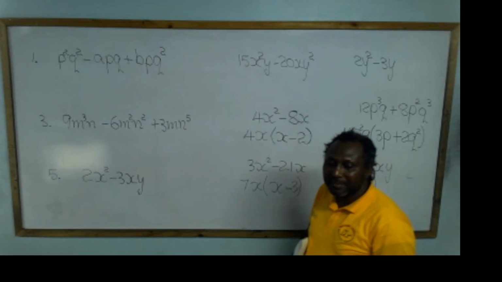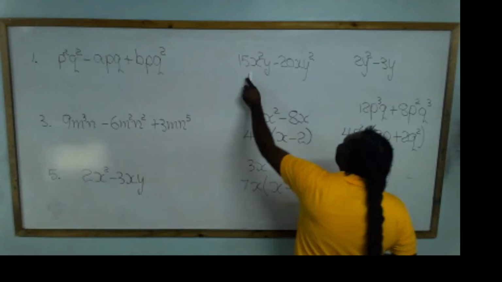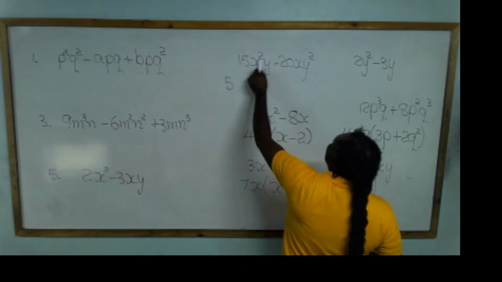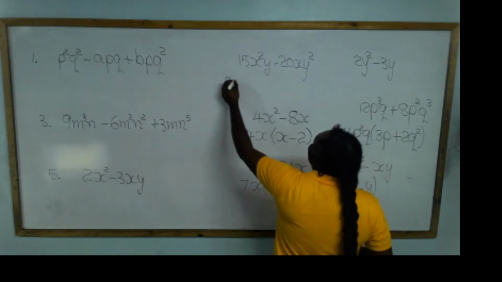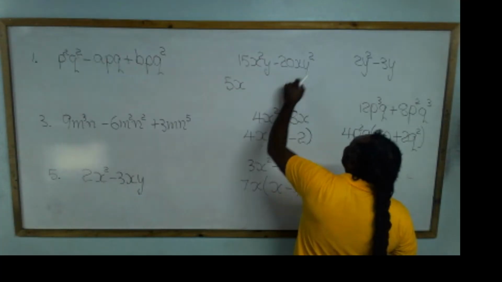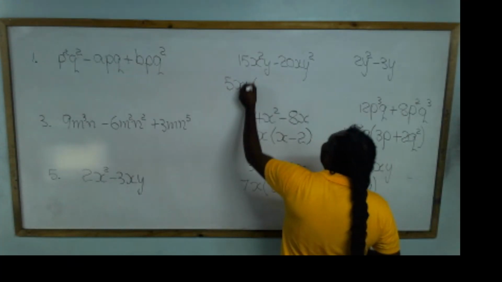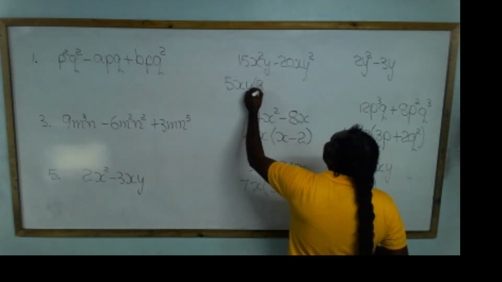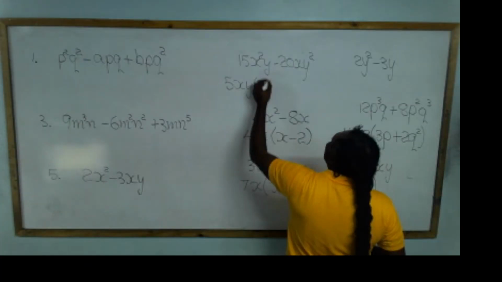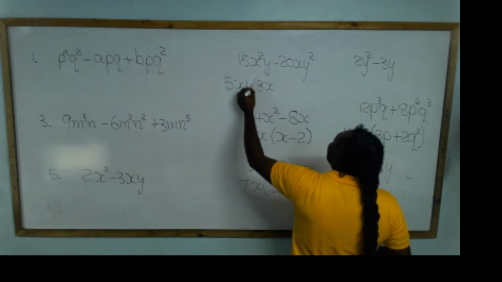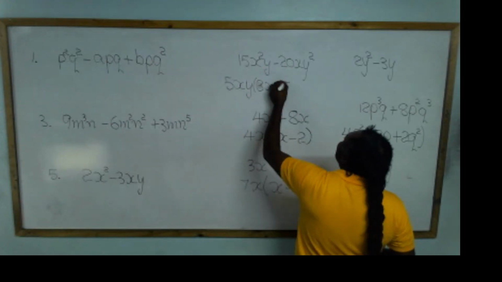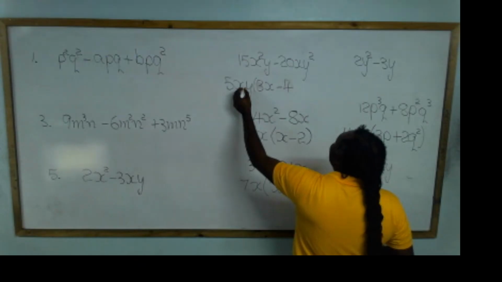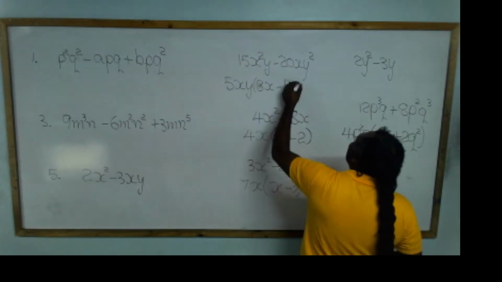Okay. So let's go. What's common in 15 and 20? So we say 5. What's common in x squared and x? So I say x. And what's common in y and y squared? I say y. Then 5 into 15 is 3, and x into x squared is x. The single y will cancel. We go to the next term. 5 into 20 is 4. X will cancel with x, and then y into y squared is y, and that's your answer.